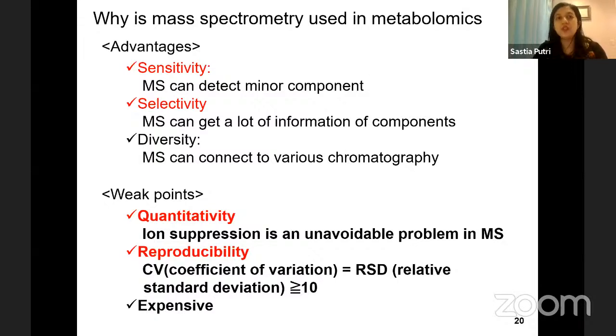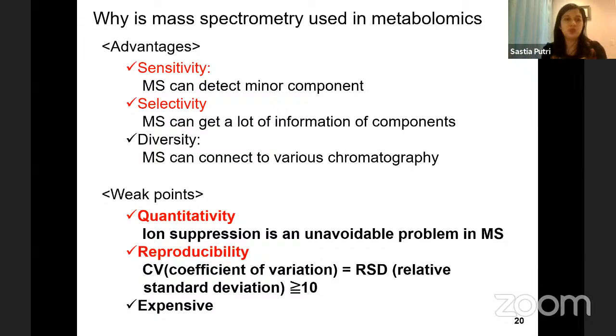We could get a lot of information of components, and it can be connected to different kinds of chromatography. The weak point that I would probably not say in detail today is that it's very bad in quantitativity, because ion suppression is an unavoidable problem in mass spectrometry. So you actually cannot get absolute quantification just by doing MS. You need to develop an additional method, like the isotope dilution method, in order to get quantitative data.